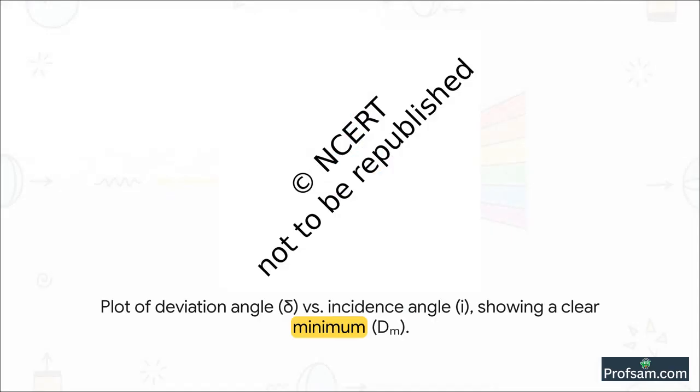And this graph from your textbook shows this idea so perfectly. Look, on the x-axis we have the angle of incidence, i. On the y-axis we have the angle of deviation, delta. As we increase the angle of incidence, you can see that the deviation first decreases, and then it hits a lowest point. That lowest point is our δm. After that, if you increase i even more, the deviation starts increasing again. See that U shape? That's the key.